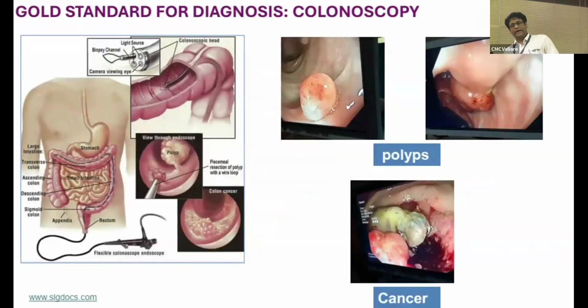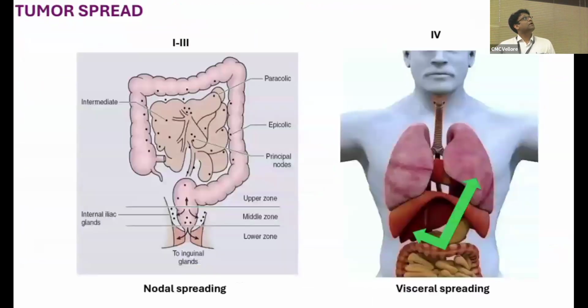So the diagnosis standard is colonoscopy, right? We need to do a colonoscopy. It helps us to both get a tissue diagnosis and to assess the entire colon. Is it only one site of disease, multiple sites of disease? So for all these reasons, doing a colonoscopy is important. And the spread, you can see all these mesenteric nodes depending on whether right or left. And the distant spread can be initially to the liver and then to the lung, right? So the liver is one of the most common sites where you see metastasis in colon cancer.